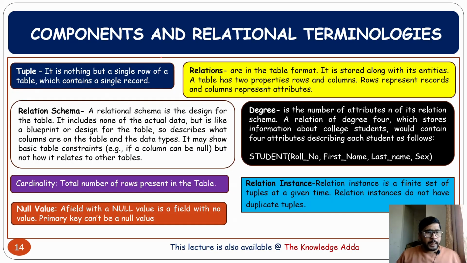And I think this is the last slide. So tuple we have already discussed, that is a single row of a table. Relation is a table that stores data in the form of rows and columns.